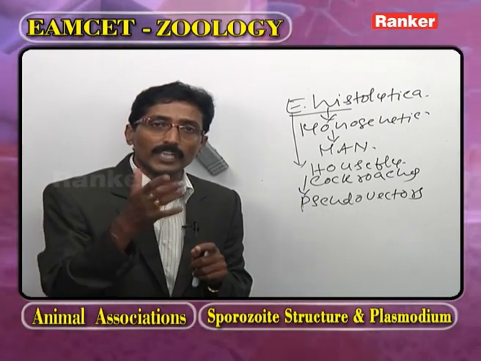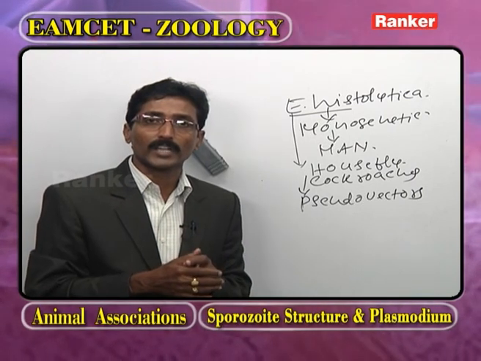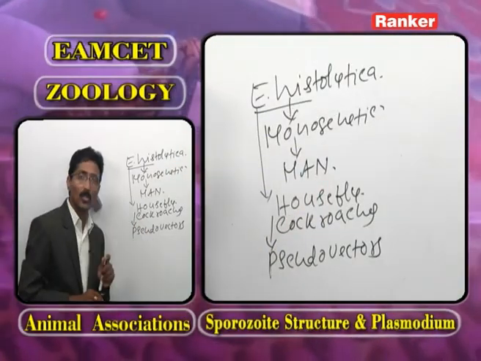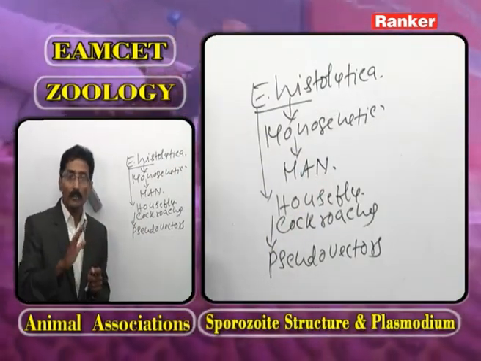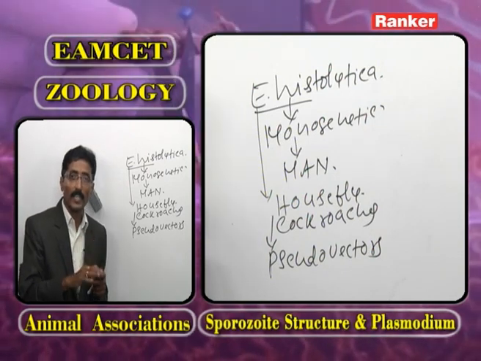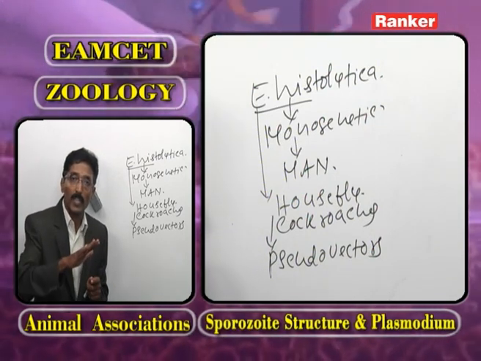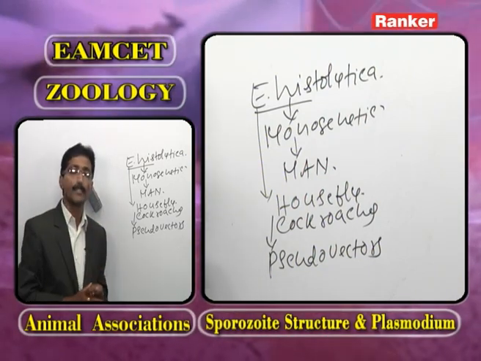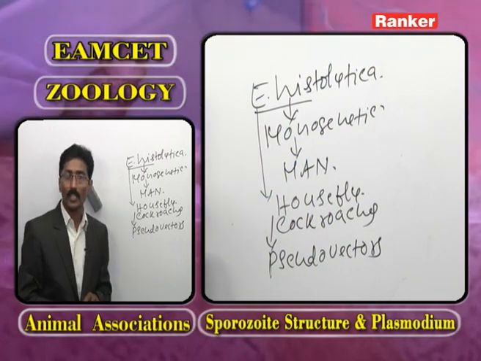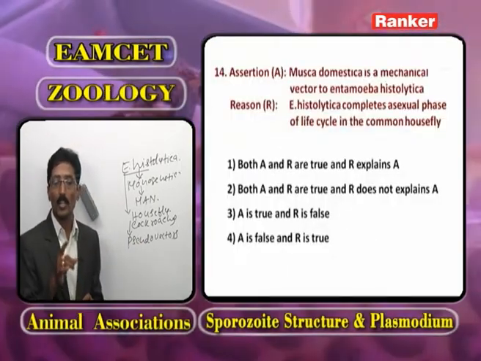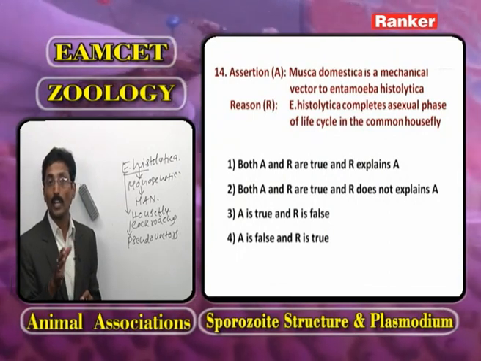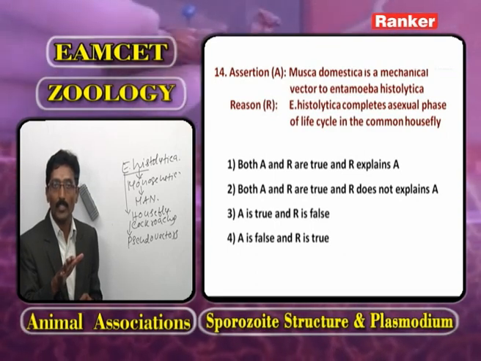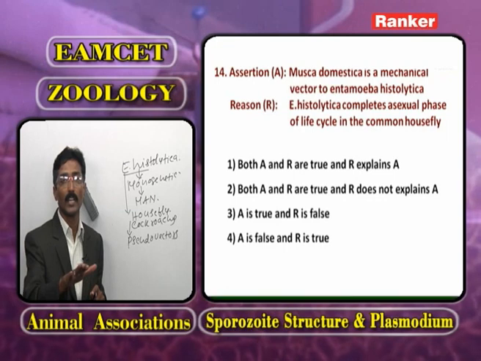What is the infective stage in the life history of Entamoeba histolytica? That is the tetranucleated cyst. What about the housefly and cockroaches? They are pseudovectors, because in the body of the housefly or the cockroach, Entamoeba histolytica never performs any part of the life cycle. So, it is the pseudovector. Now, what is the assertion? Musca domestica is a mechanical vector to Entamoeba histolytica, because in the housefly body, Entamoeba histolytica does not complete its life cycle. It is correct.